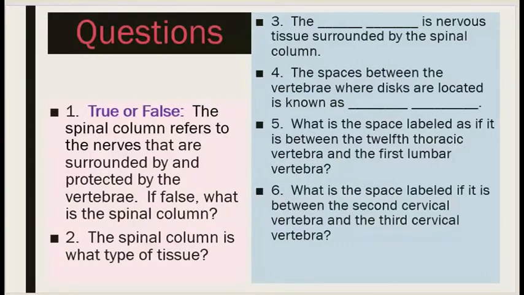Questions. Number 1, true or false? The spinal column refers to the nerves that are surrounded by and protected by the vertebrae. If false, what is the spinal column? Number 2, the spinal column is what type of tissue?